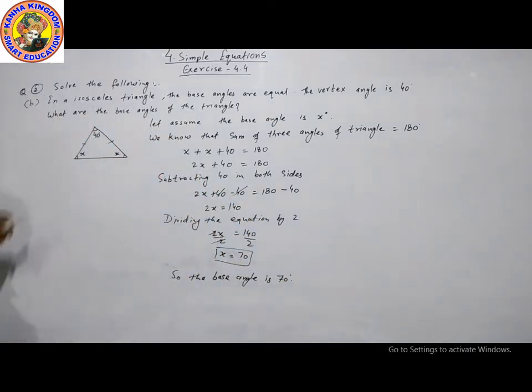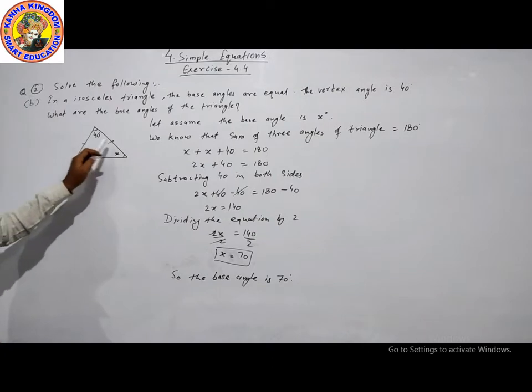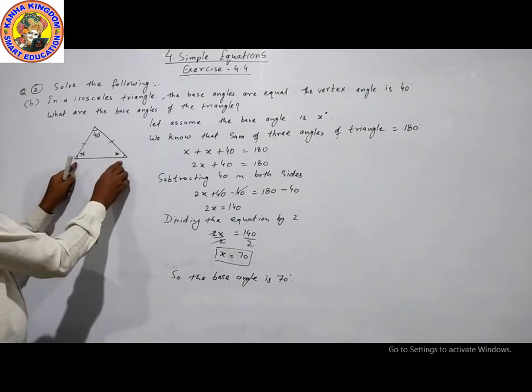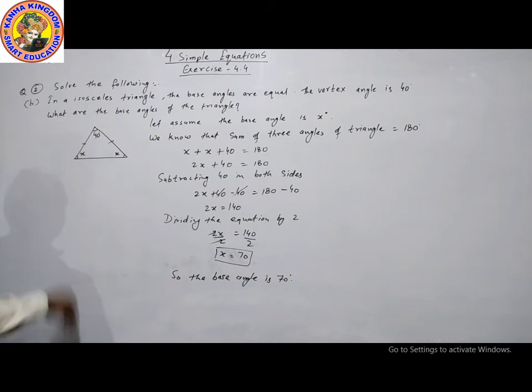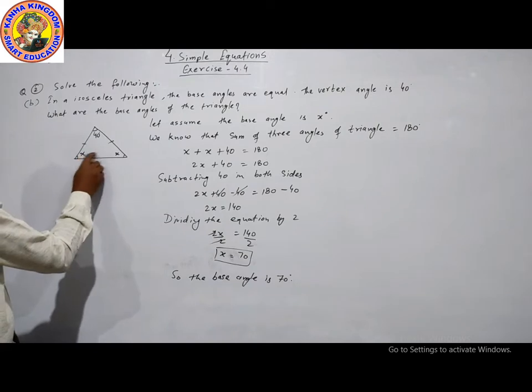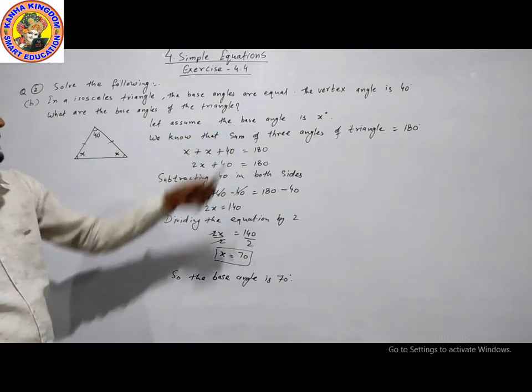Let's take it from the beginning of this question. In an isosceles triangle, what is the property of an isosceles triangle? An isosceles triangle has two equal sides and two equal angles. The base angles are equal. The vertex angle is 40. What is the base angle? Let's assume the base angle is x, so x and x.